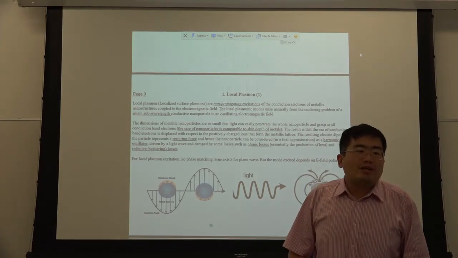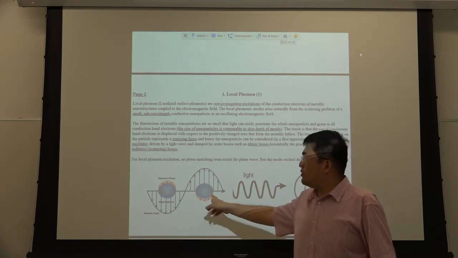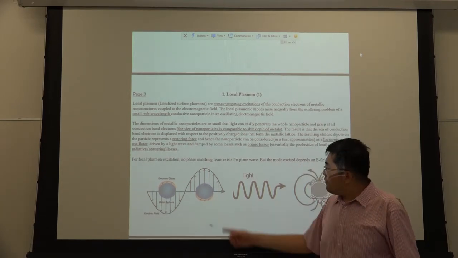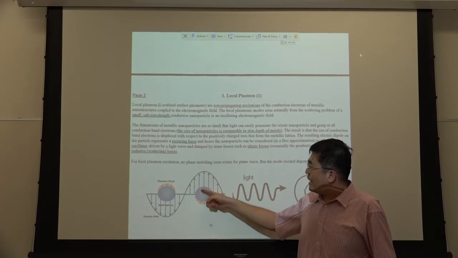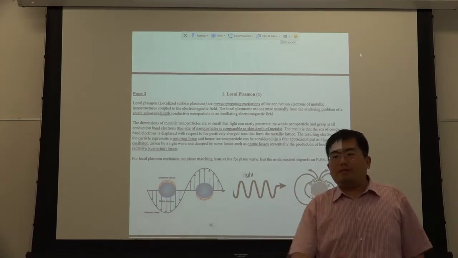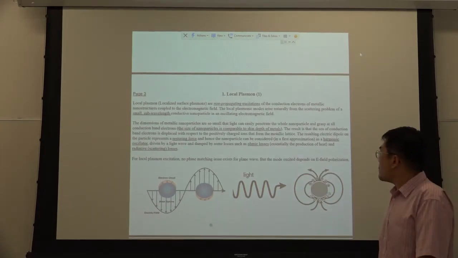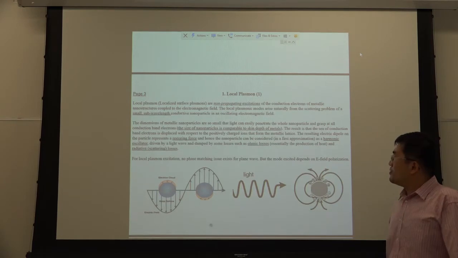If a sphere is very large, it cannot penetrate. You cannot grasp all the electrons. So you have this physical picture. You can see in the figure all the electrons here. Then push them up, push them down. This is a plasmon effect. In a very large sphere, no plasmon effect, because it cannot penetrate. But this is a physical picture.